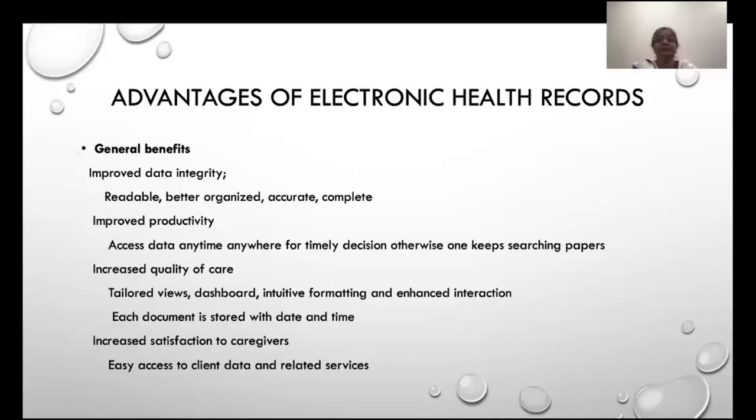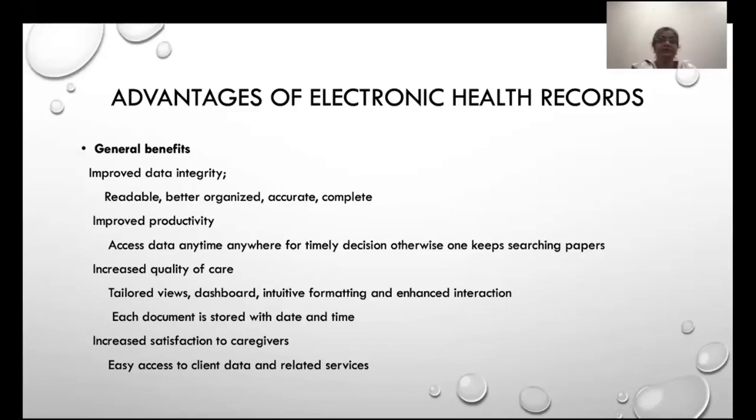Various advantages of electronic health records, general benefits like improved data integrity. These are readable, better organized, accurate, and complete records. Then improved productivity. We can access data anytime, anywhere for timely decisions. Otherwise, one keeps searching various papers. Then this increases the quality of care. We have tailored views, dashboard, intuitive formatting, and enhanced interaction. Each document is stored with date and time.